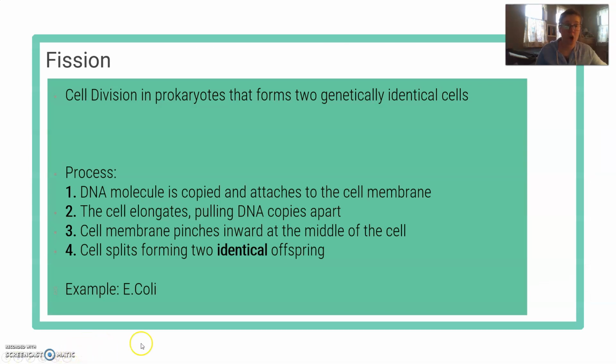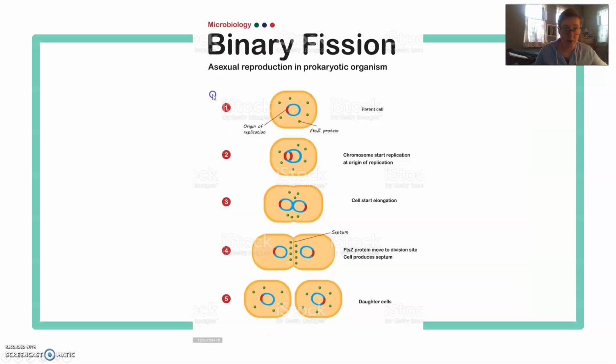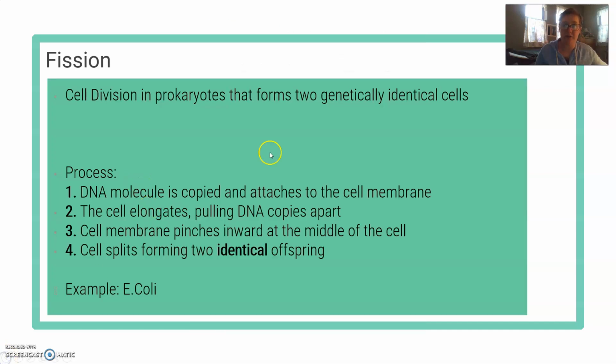So let's start with talking about fission. Fission, remember, is cell division, and it only occurs in prokaryotes. That's going to be the big difference. Prokaryotes don't have a nucleus, but they also need to reproduce, and they do so by fission. Now, fission can also be called binary fission. It's just the same terminology. You can just shorten it to fission. Either one of those is going to work. But fission or binary fission is going to create 2 genetically identical cells from prokaryotic organisms.